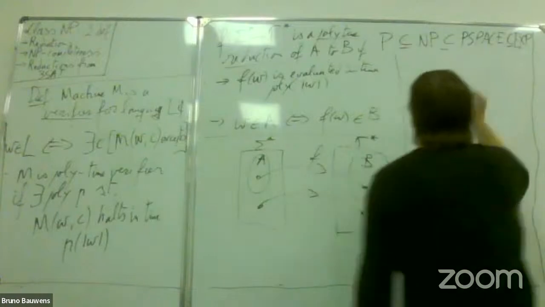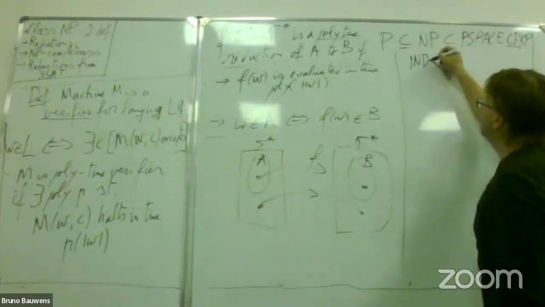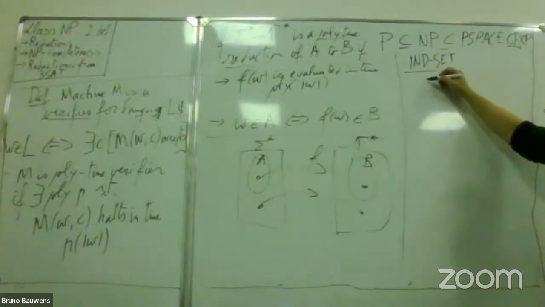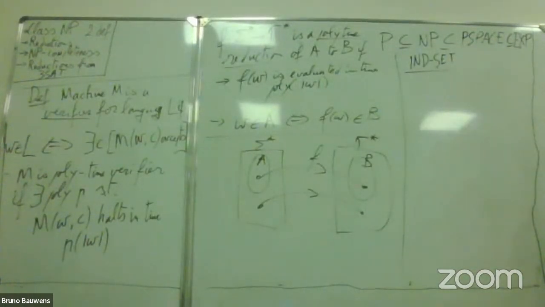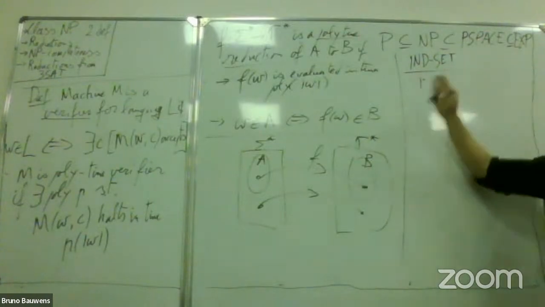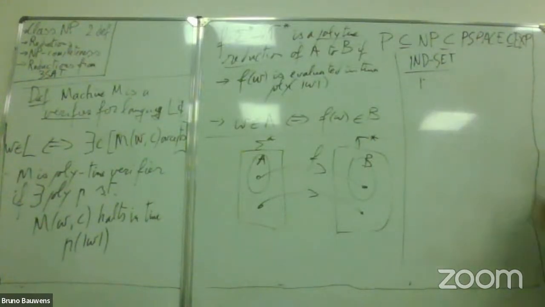So let us think about the independent set problem. Here the input is a graph and an integer. The question is, are there at least k nodes that are pairwise disconnected? And this problem polynomial time reduces to the clique problem. You can think of the clique problem as a set of nodes pairwise connected. So the reduction goes by inverting the graph.